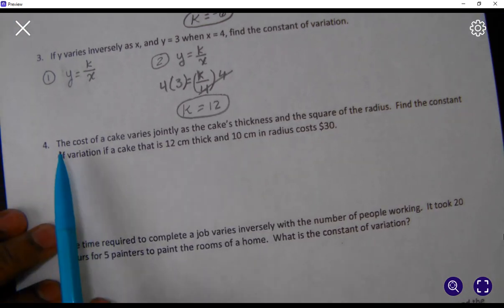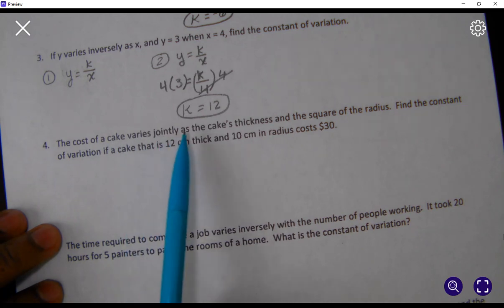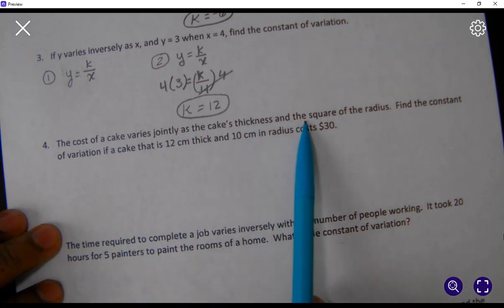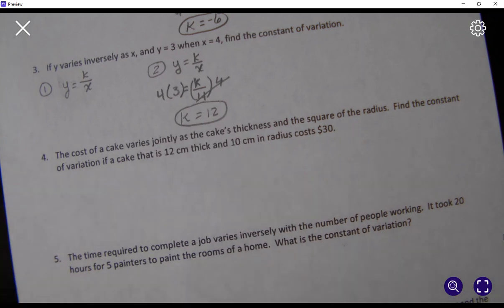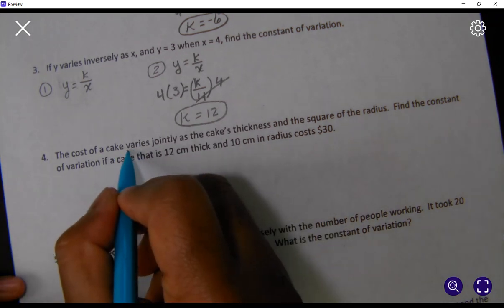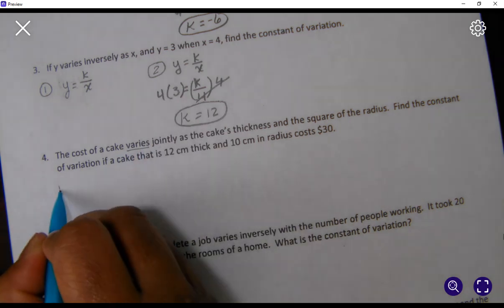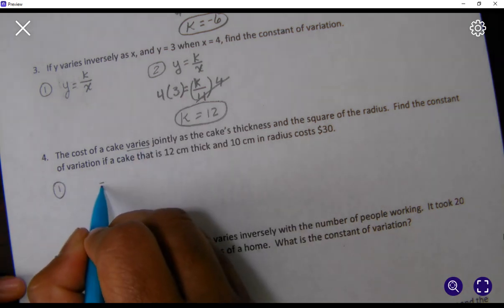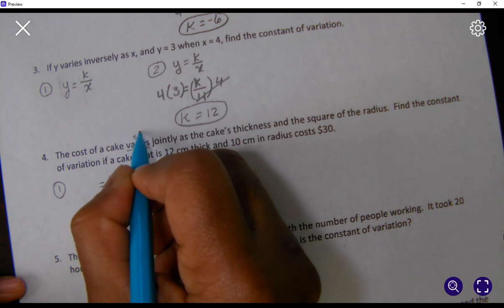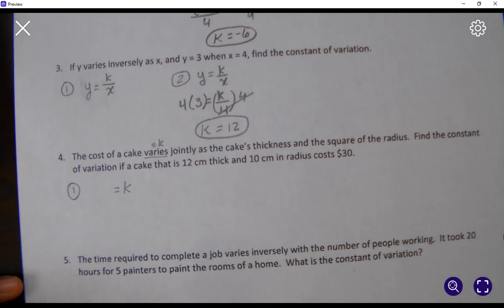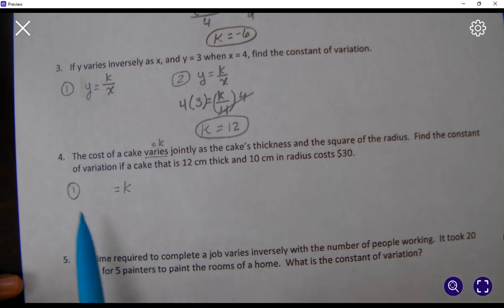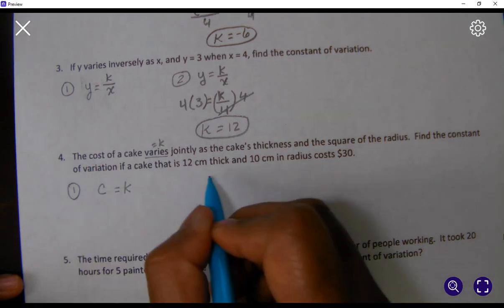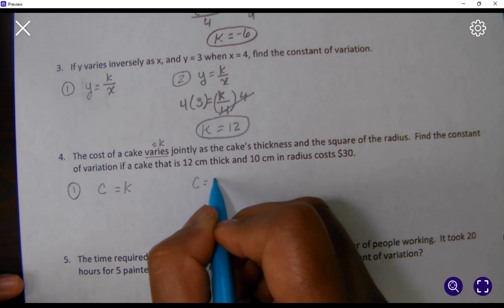Number 4, it says the cost of a cake varies jointly as the cake's thickness and the square of the radius. Okay, that's a mouthful, but we can do it. I see the word varies, so my first step is to go ahead and put equals k for the word varies, and then you have the cost. I'm just going to use C for cost. Let me put a little key here.